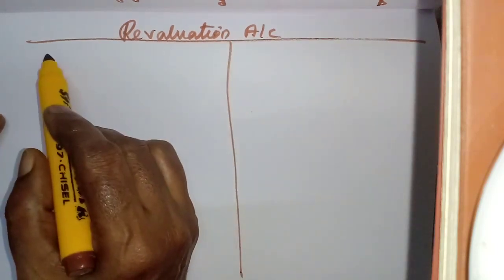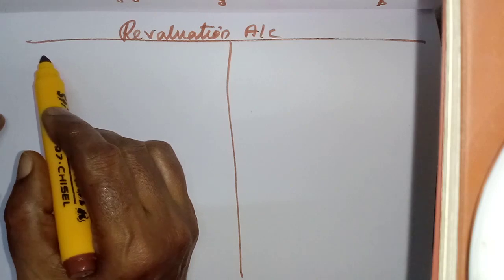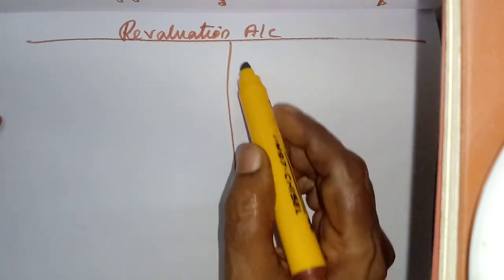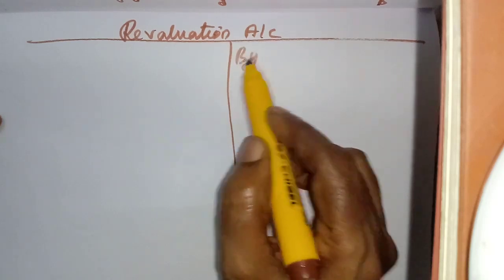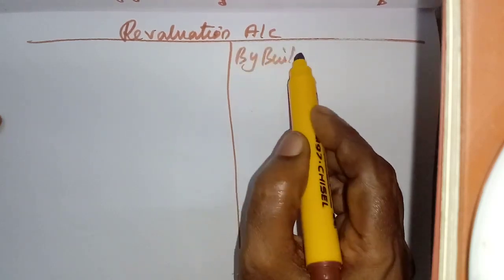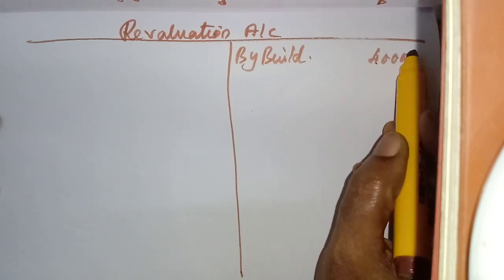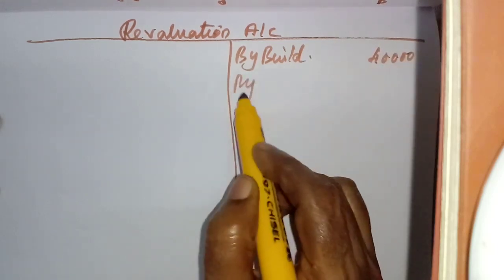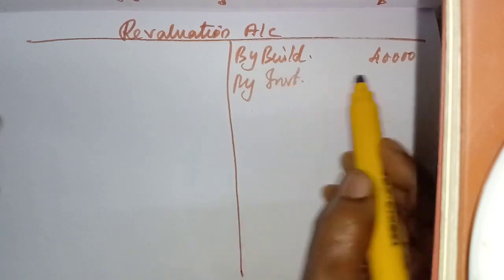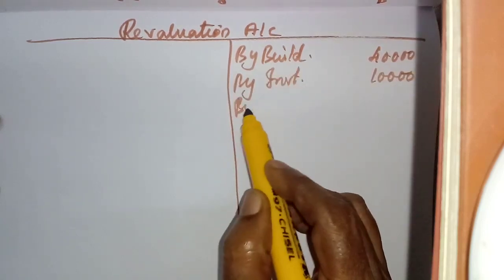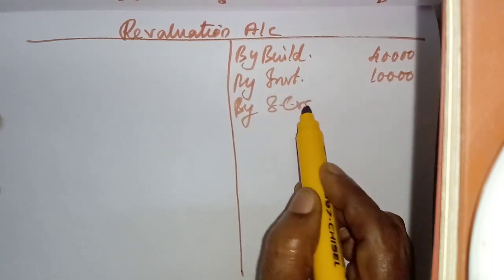Now first one, building account debtor, that is revaluation account credited. So credit side we have to write: by buildings 40,000, by investment 10,000, by sundry creditors 16,000.